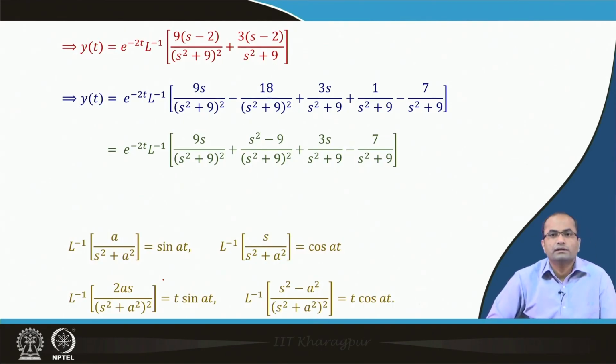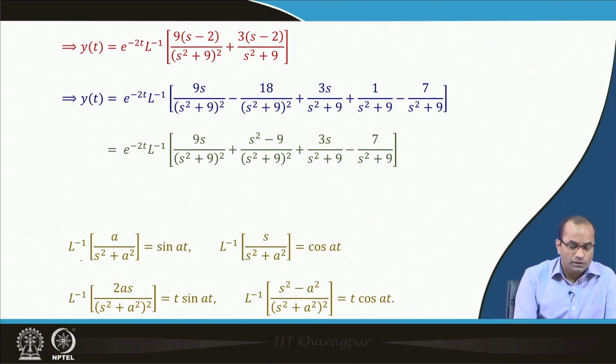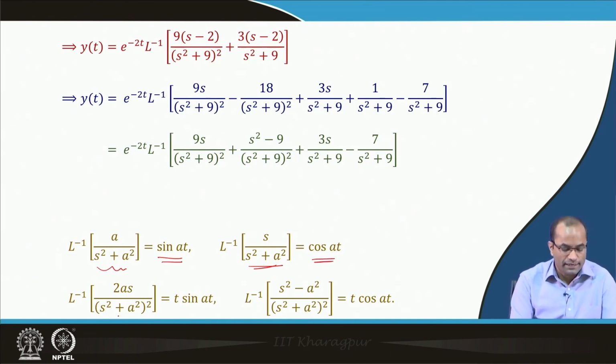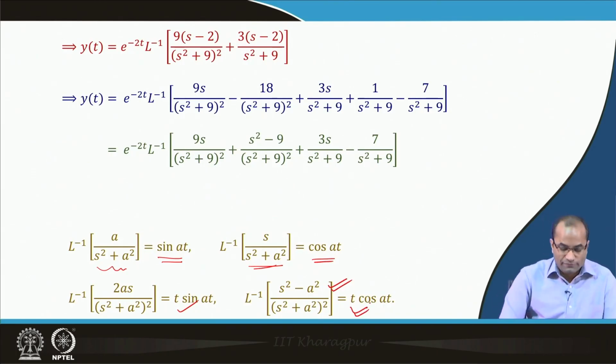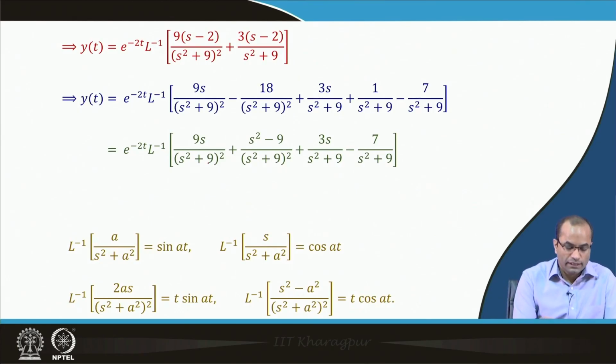And now, we know these Laplace inverses. So, the Laplace inverse of a over s² + a² is sin at, we know, and when we have s over s² + a², we have cos at, and 2as over (s² + a²) whole squared gives t sin at, and then s² minus a² over (s² + a²) whole squared is t cos at. So, having all these in mind, we can now look for these expressions.